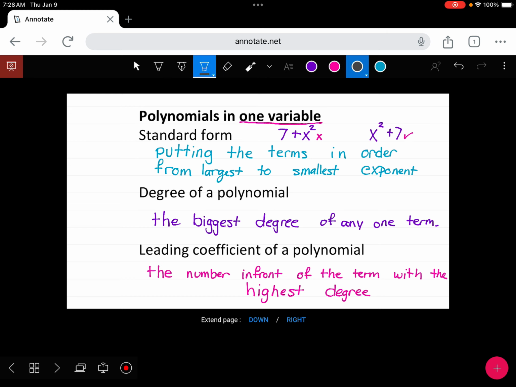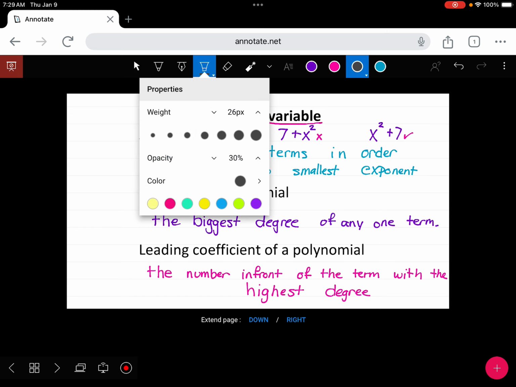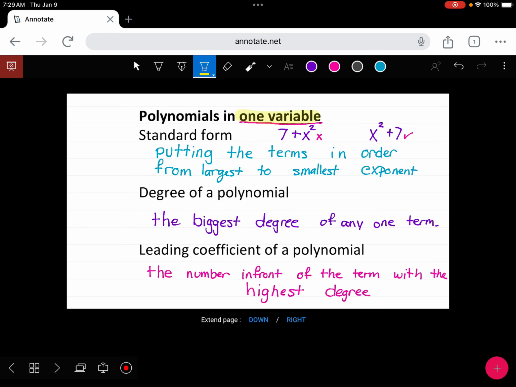But we are only working with polynomials in one variable. So that's an important piece here. We're not doing more than one variable inside it.